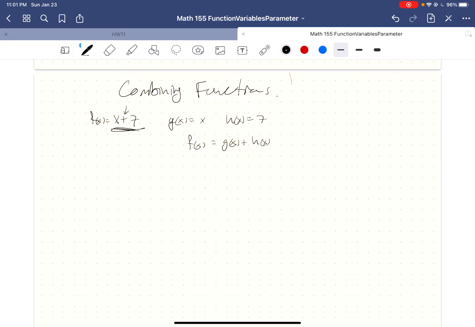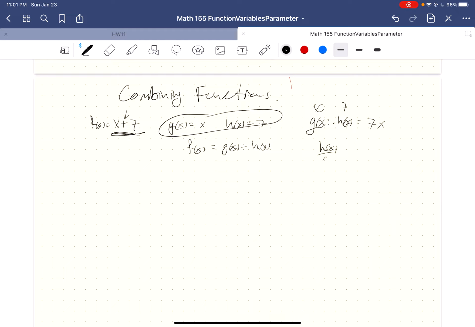And being able to think of one object in multiple ways is very useful in mathematics, if not in life. Even using these 2 functions here, I could talk about g of x times h of x, which is just a really fancy way to say 7 times x, right? Because here's 7 and here's x, and I'm multiplying them. I could talk about h of x divided by g of x, and this is a fancy way of talking about 7 divided by x. And once division starts to creep in, then I have to worry about, well, wait a second, what if I'm dividing by 0? That's never allowed.